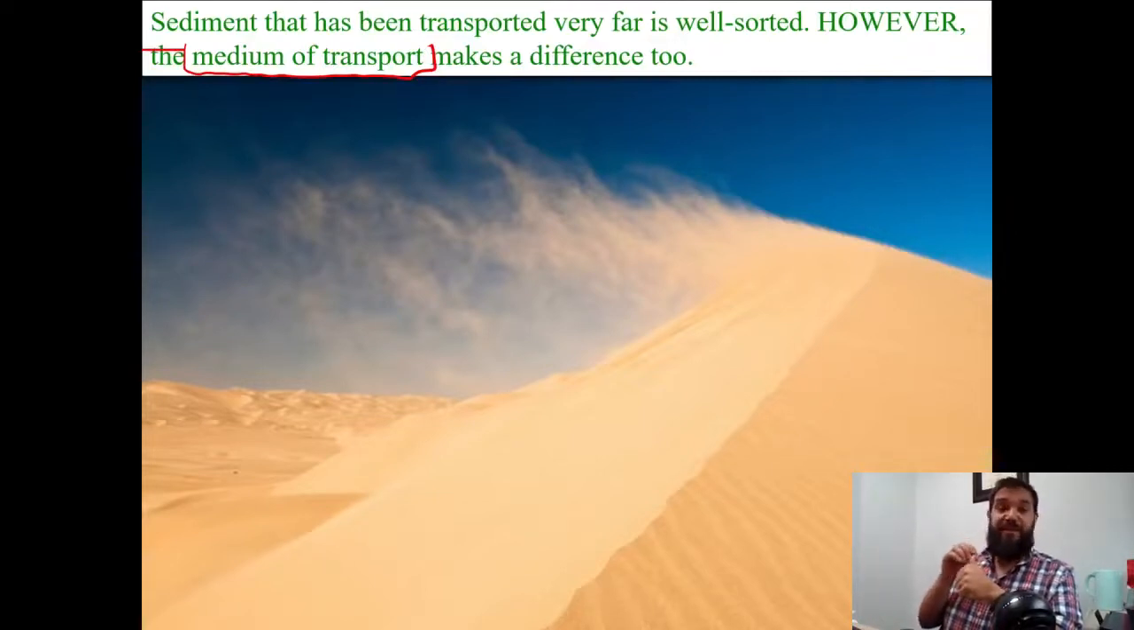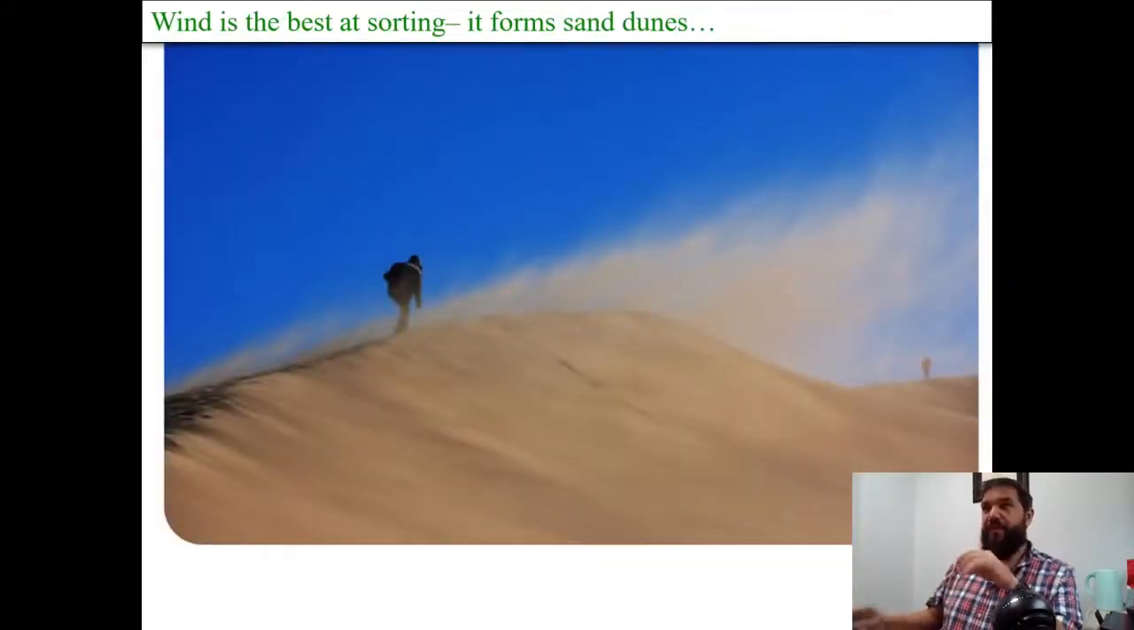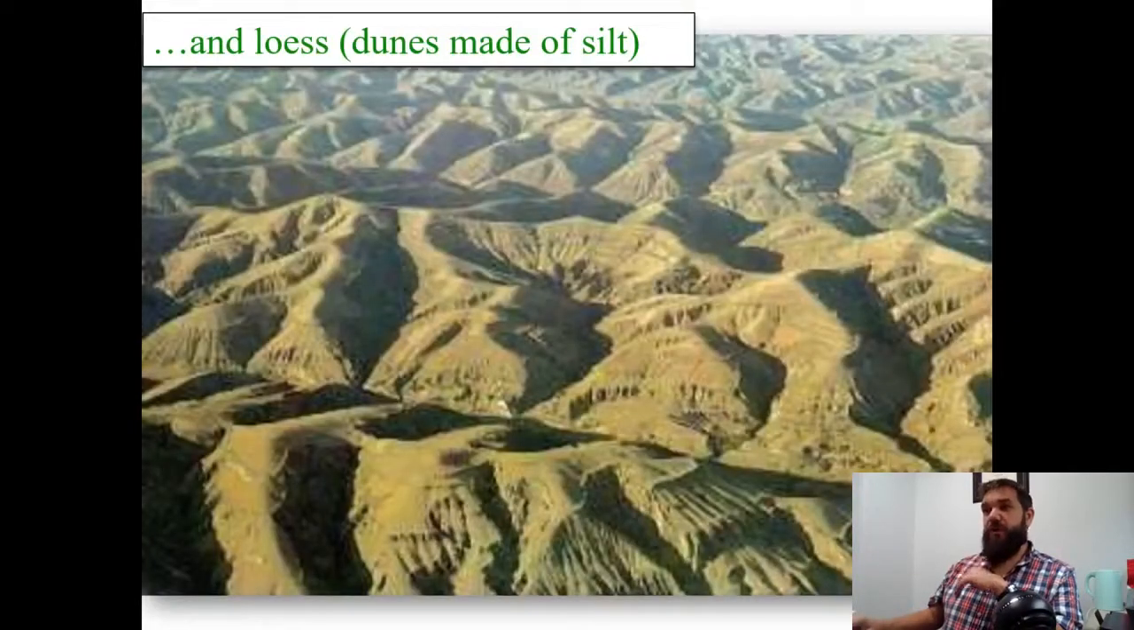Why is it very well sorted? Because maybe it's undergone a lot of transport, but also because it's been transported by the wind. And wind is very good at sorting. Wind is the best at sorting, and it forms sand dunes. It can also form things called loess, which are dunes made of silt instead of sand.